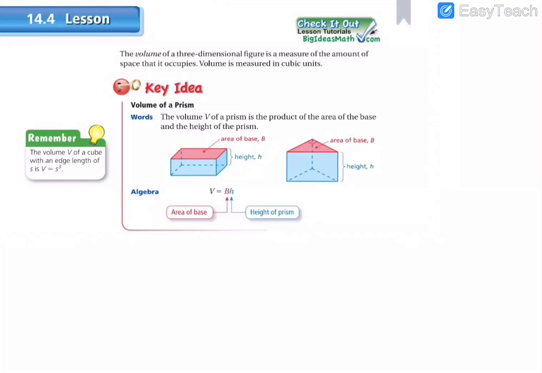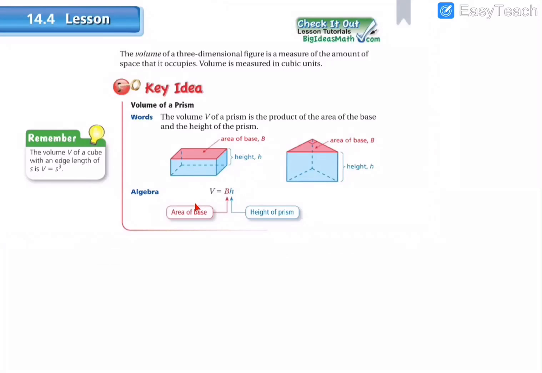So anytime you see a capital B, it's not talking about the side length of a base. It is talking about the actual area of the base. So it's area of the base times the height. That is your formula for volume of a prism.